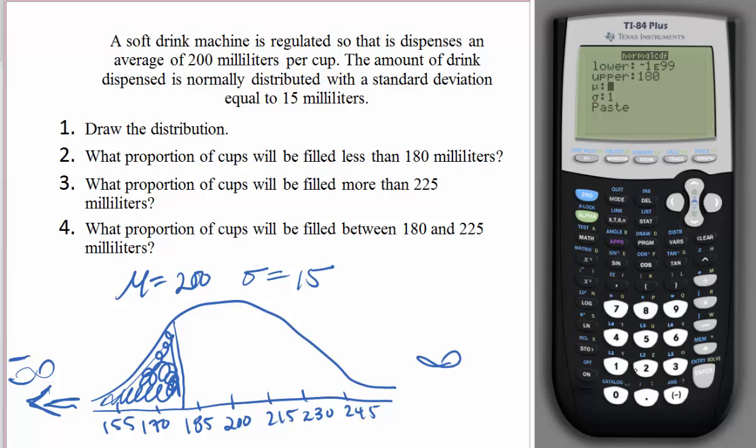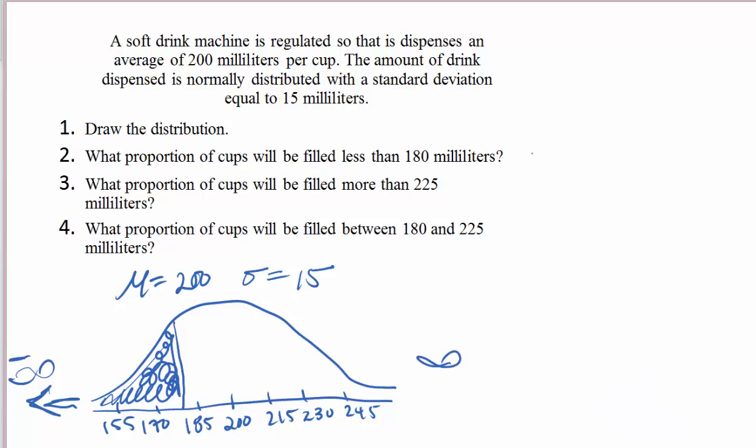Go down to your mean. This will be 200. And your standard deviation is 15. Press paste and enter. And we get a value of 0.09121. So 0.09121 is the answer for what proportion of cups will be filled less than 180 milliliters.